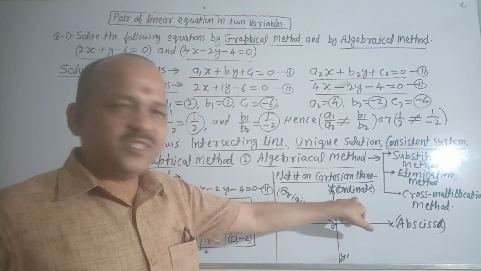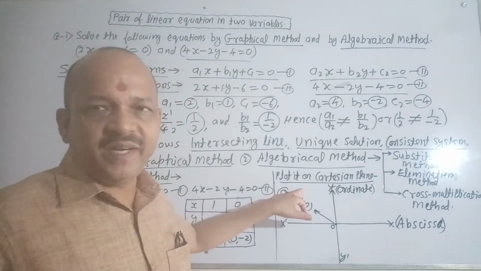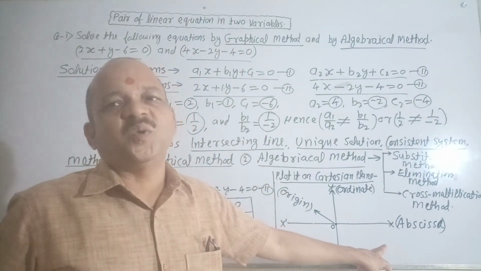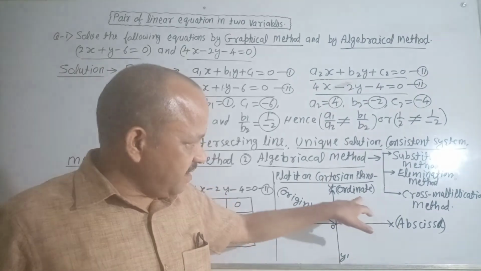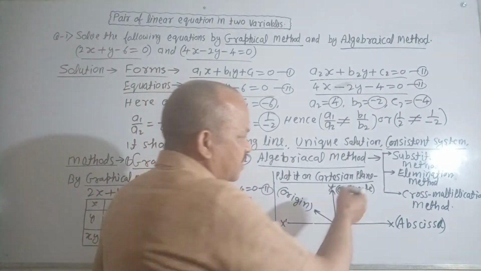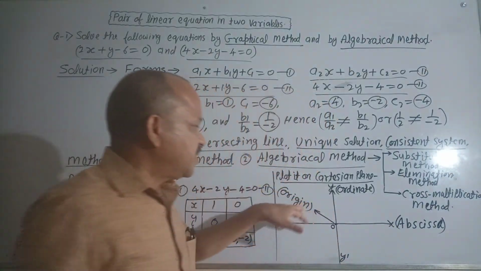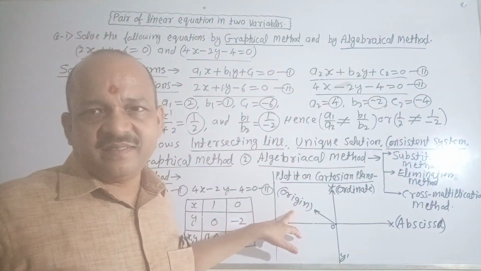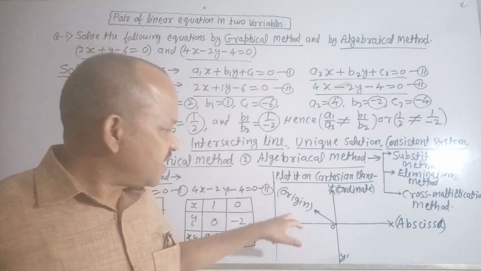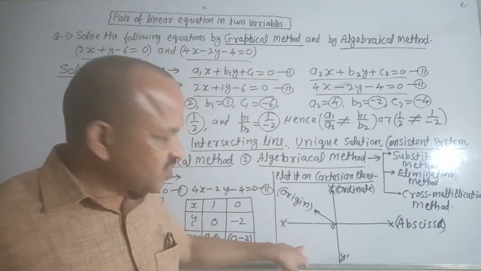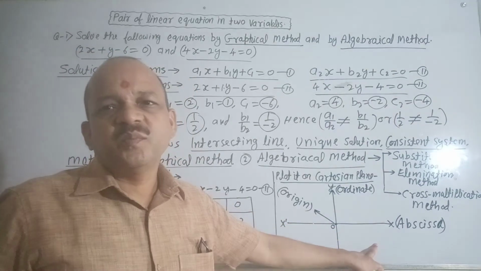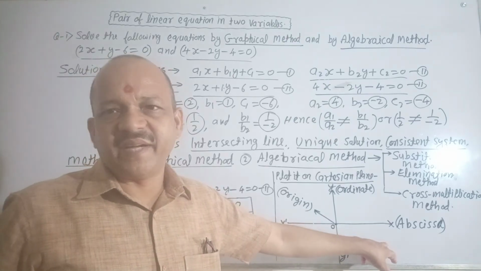It is the first quadrant, it is the second quadrant, it is the third quadrant, and it is the fourth quadrant. Sign of the first quadrant is plus plus. Sign of the second quadrant is minus plus. Sign of the third quadrant is minus minus. Sign of the fourth quadrant is plus minus. Clear?